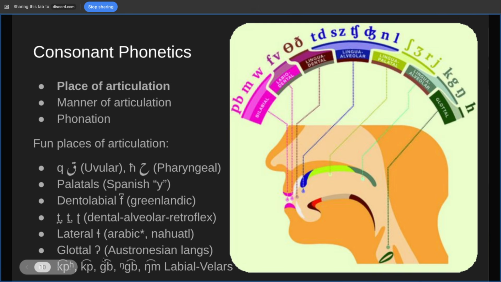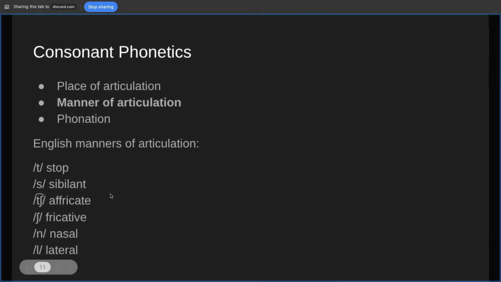Any takers? Anybody want to try it? Ba ba ba. Yeah, probably. That sounds about right. Pa, pa. Yeah, awesome. Okay, so that's place of articulation.